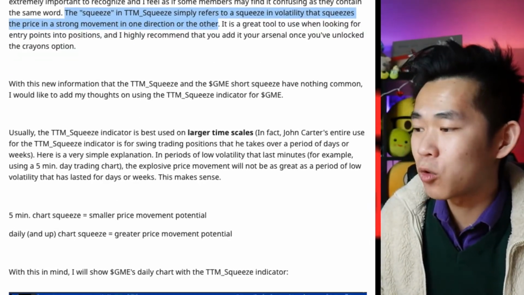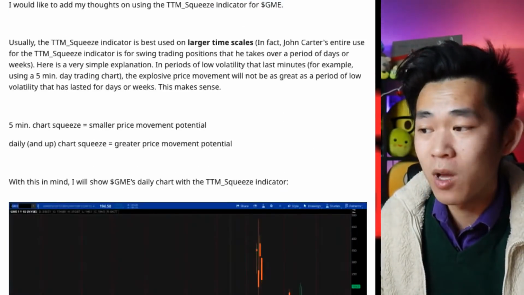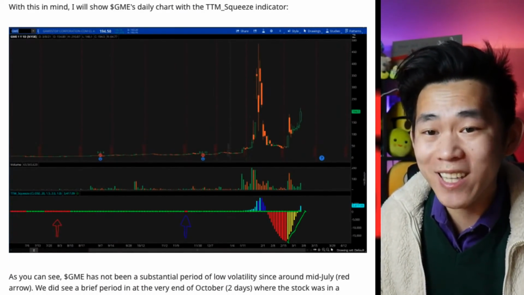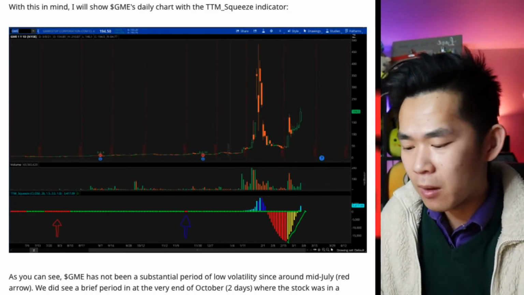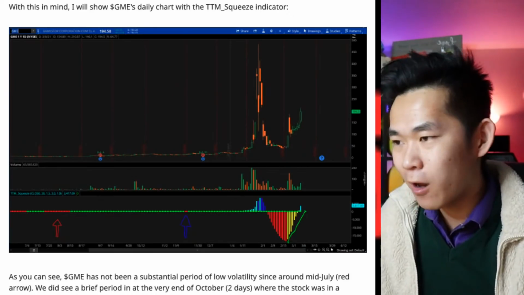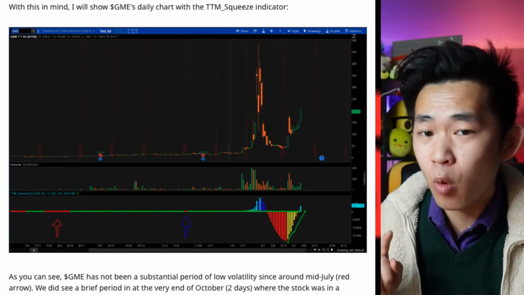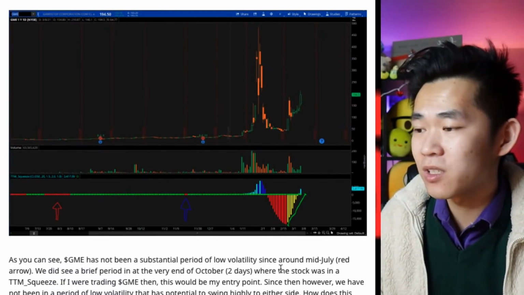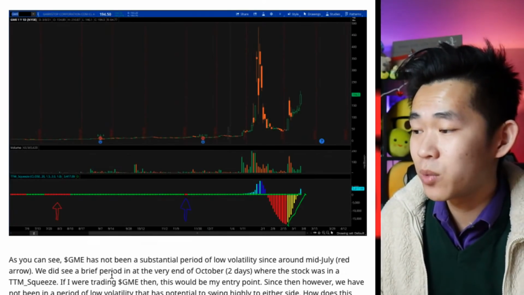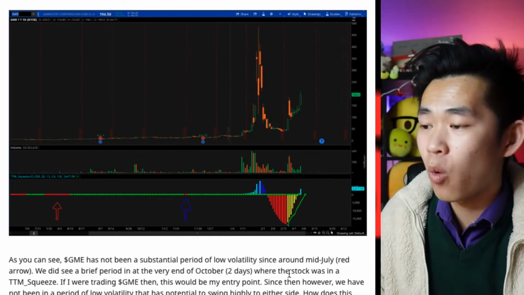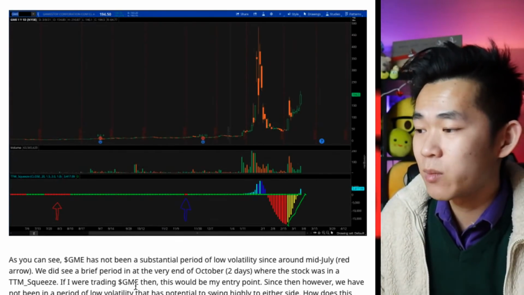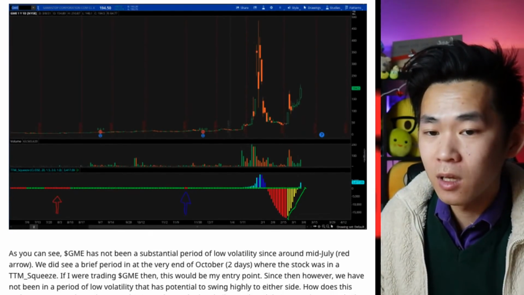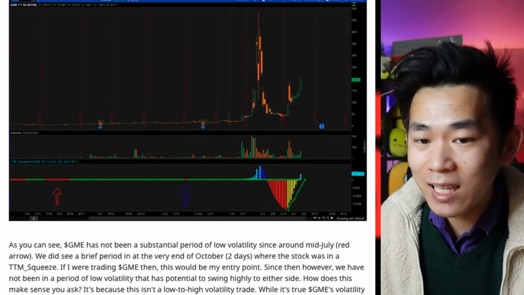With this in mind, I will show GME's daily chart with a TTM squeeze indicator. Here it is. So this is what we're looking at with GME's daily chart. Remember, daily is more indicative of greater price movement potential than the more granular levels. As you can see, GME has not been in a substantial period of low volatility since around mid-July. We did see a brief period at the very end of October where the stock was in a TTM squeeze. If we were trading GME then, this would be my entry point. Since then, however, we have not been in a period of low volatility that has the potential to swing highly to either side.